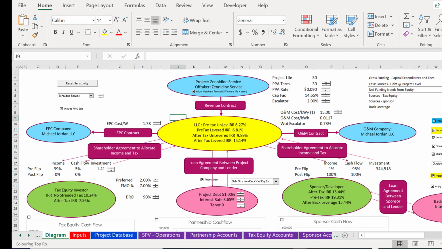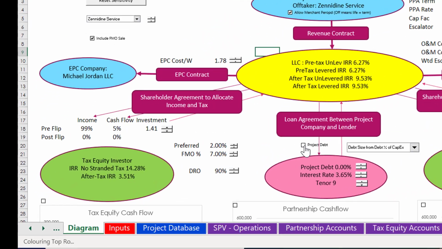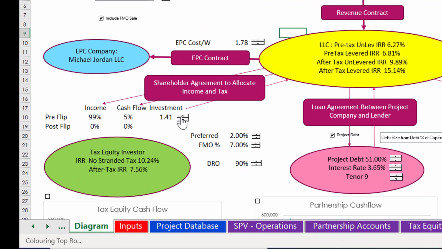Now, if we put debt at this level instead of this level, look what happens to this. Then, their IRR goes down a lot. Well, if they had no debt, they get a little bit higher IRR because of this preferred yield and the status of this preferred yield relative to the debt.